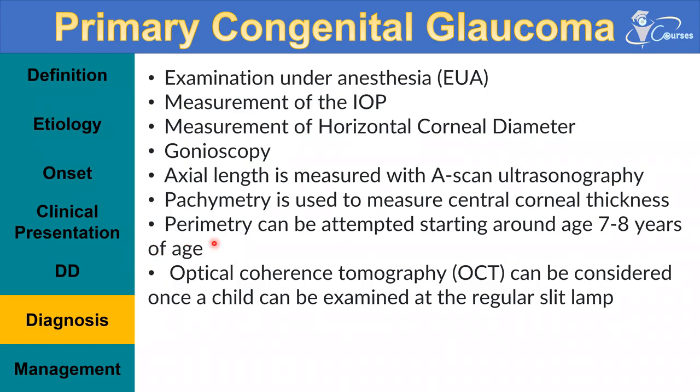And perimetry, or visual field analysis, can be done by the age of 7 or 8 years old if the child is cooperative, as this needs a cooperative child. And OCT can be done if we can make the child sit at the slit lamp. In this case, we can do an OCT scan in order to measure the retinal nerve fiber layer. So these are the different modalities used for diagnosis and follow-up of patients with primary congenital glaucoma.